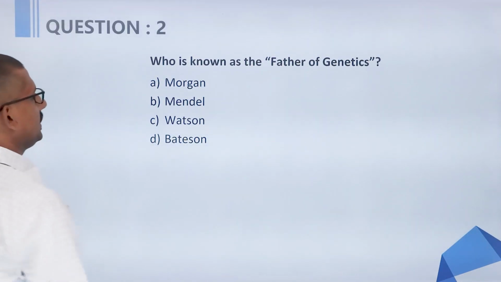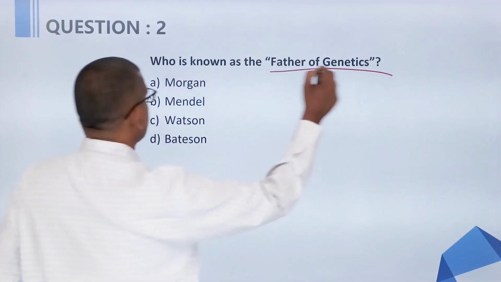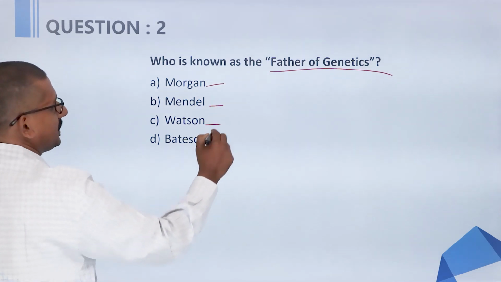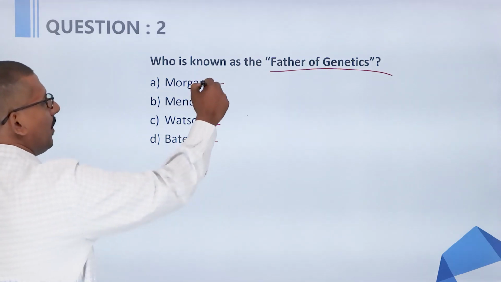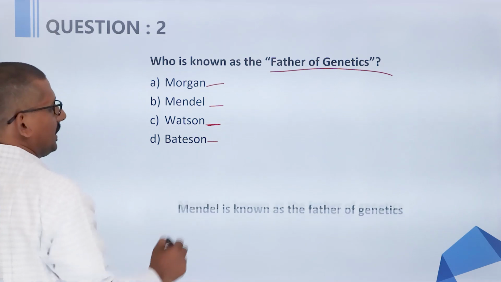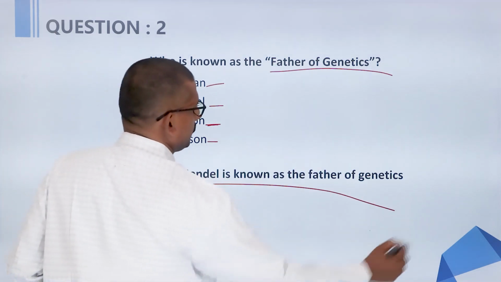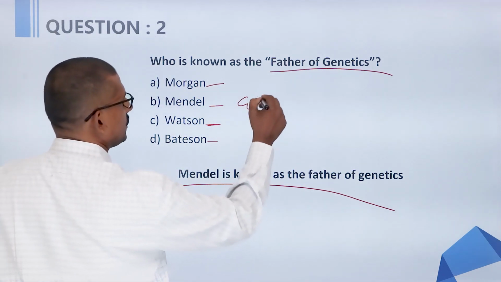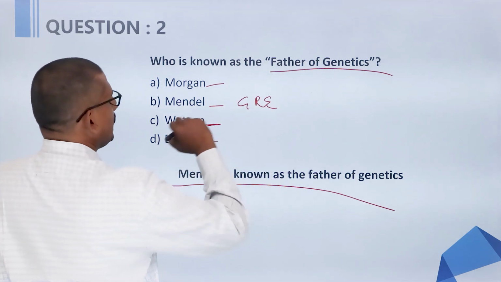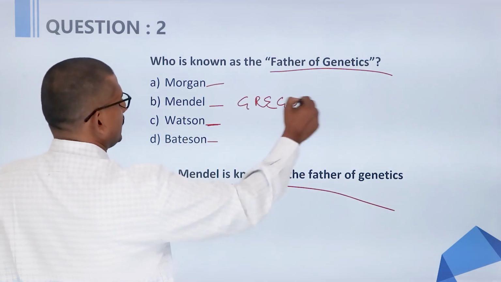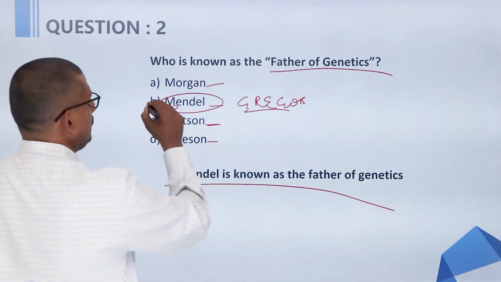So let's move on to the next question. Who is known as father of genetics? So who is the father of genetics? Morgan, Mendel, Watson, Bateson. So Morgan alla, Watson alla, Bateson alla, namukku ariya Mendel is known as the father of genetics. So he is Gregor Johann Mendel. He is known as the father of genetics. So right answer is option B, Mendel.